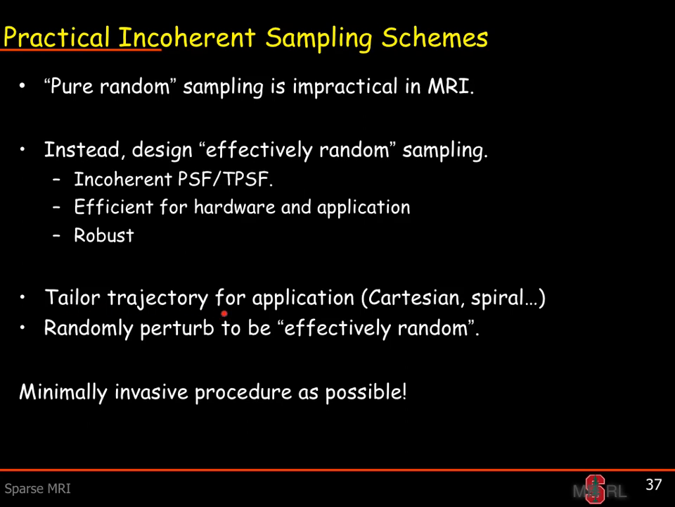We really tailor the trajectory for every application, whether it be a Cartesian or a spiral acquisition, and based on what clinical indication you're looking at. Then you generally randomly perturb the standard acquisition to be effectively random, and you try to make this as minimally invasive a procedure as possible. That's generally how we can get these sorts of things adopted.